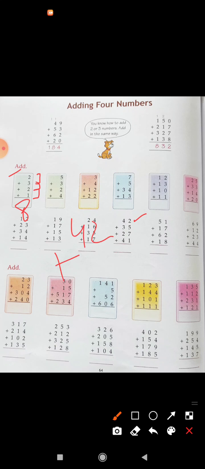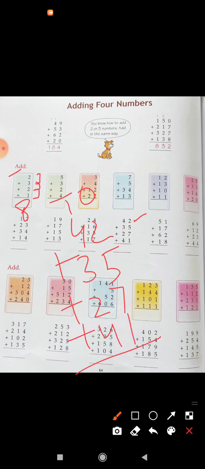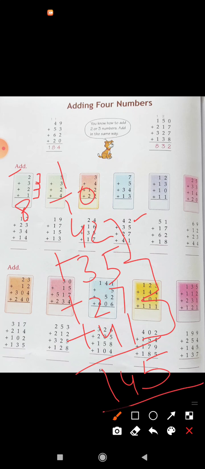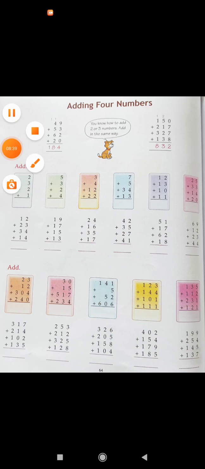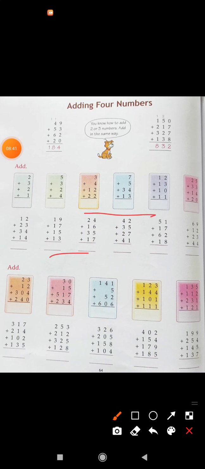42 plus 35 plus 27 plus 41. This is your tens. This is ones. Add the ones. 1 plus 7, 8. 8 plus 7, 15. Write 5 here, 1 carry. Now add the tens. 5 plus 3, 8. 8 plus 6 is 14. The answer is 145. Like this, rest of the part you do in homework.